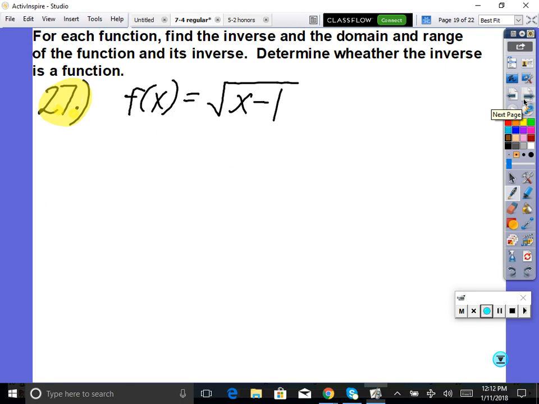Let's go to 27. Let's read the instructions. For each function, find the inverse and the domain and range of the function and its inverse. So it wants us to find the inverse and then state the domain of the original and range of the original and the inverse. And then it says determine whether the inverse of the function.